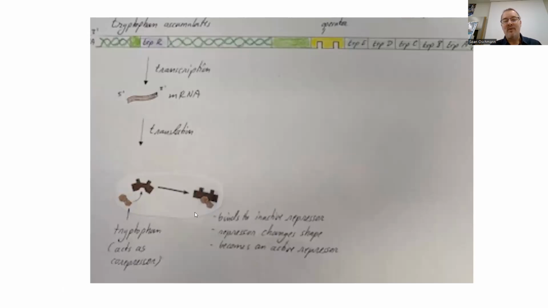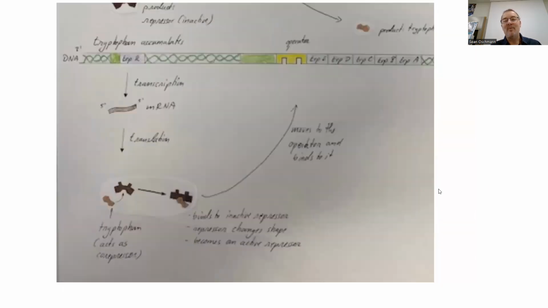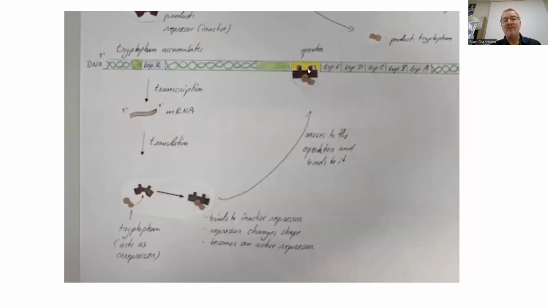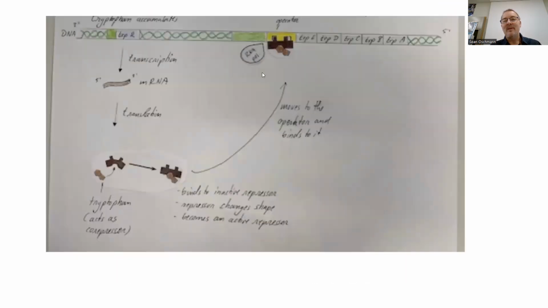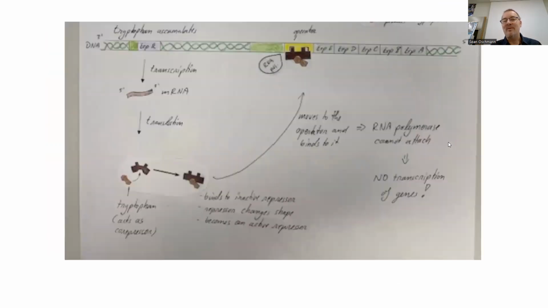So it binds to the inactive repressor, which causes the repressor to change shape. And with the shape change, it becomes an active repressor. This active repressor now moves to the operator and binds to it. And now, because it's active, it will also fit. So you glue this one right here. And as a result, the RNA polymerase cannot bind, cannot attach to the DNA, and cannot make transcription. So the result is RNA polymerase cannot attach, and no transcription of genes is happening.